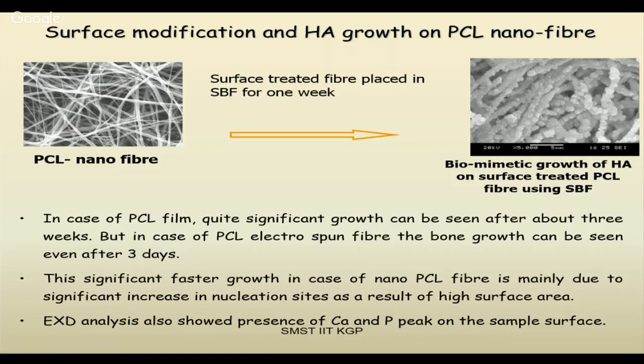Similarly, with this PCL fiber, when we make nanofibers by electrospinning, it's very interesting to note that it happens within a week, but we also did the study, and because it has nanofibers with huge surface area, these nanofibers can have bone-like growth in 24 hours, even 8 hours. It can grow because of the huge surface area. It interacts with the body fluid and grows much faster, and there will be bone-like morphological growth along the nanofiber surface.